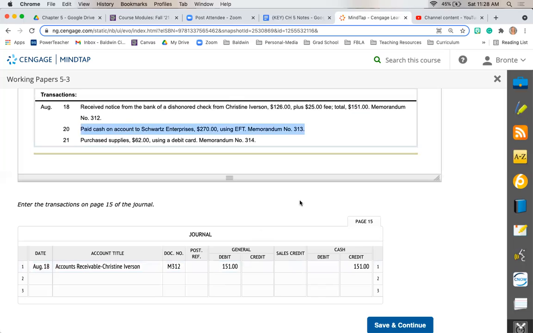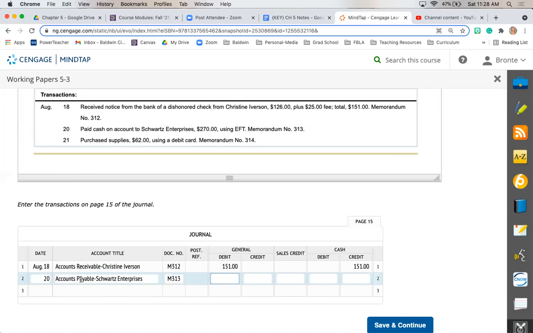All right, next one, we paid cash on account to Schwartz Enterprises, $270 using an electronic fund transfer. So I'm going to guess we either paid online or we used our debit card. So the 20th, we don't have to write August. Accounts payable because we paid cash on account. So we're paying off a debt. Schwartz Enterprises. Our source document is memorandum 313, so M313.